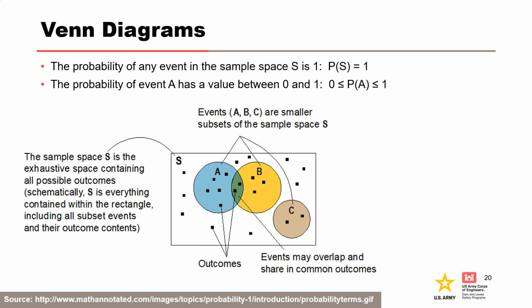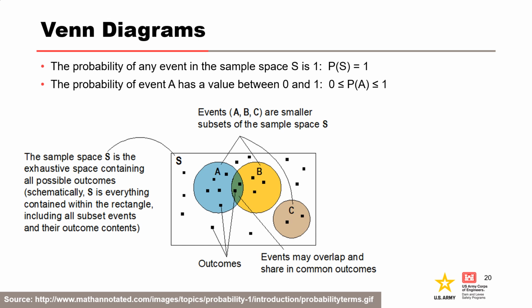Venn diagrams can be very helpful in understanding how different events are related. The rectangular box shown here represents the sample space S. All possible outcomes are encompassed by the sample space, such that it has a probability of 1. In this example, there are 3 different events that can occur: events A, B, and C. Each of these events has a probability between 0 and 1.